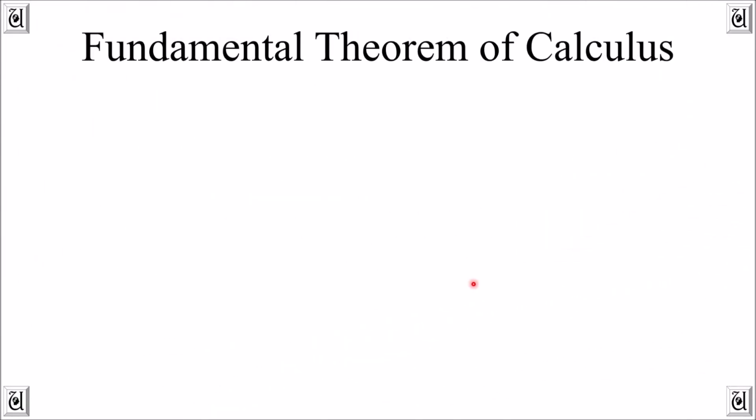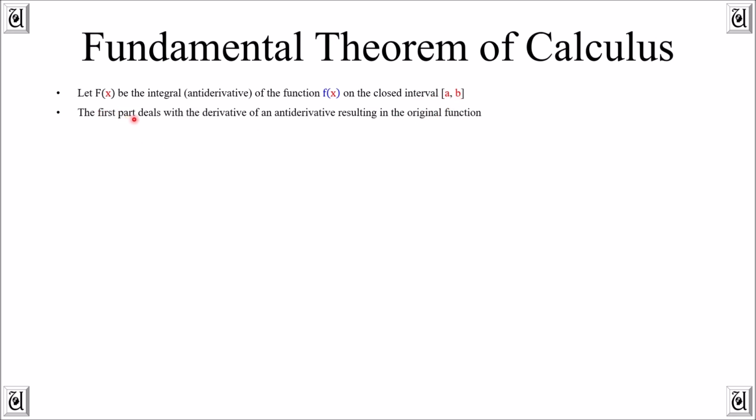So the next thing we've got to talk about is the fundamental theorem of calculus. For this, we're going to have a capital F of x representing the integral or antiderivative of your function f of x on this closed interval from a to b. And so the first part deals with the derivative of an antiderivative, which is pretty much just undoing itself, and you're going to get back the original function.